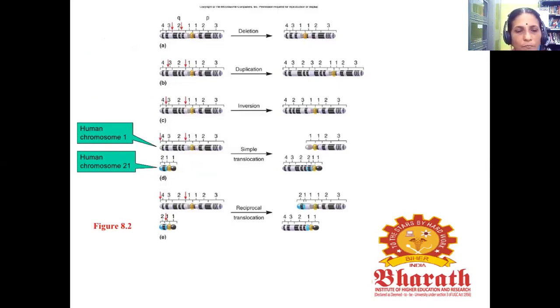So this is the diagrammatic representation. We see this in the case of deletion. See the picture. In this case, the deletion occurs between chromosome segments 3 and 2. Then only the 2 is deleted, giving an arrangement of 4, 3, 1, 1, 2, 2. The arrangement is like that. The case of duplication occurs in between the 3 and 2.